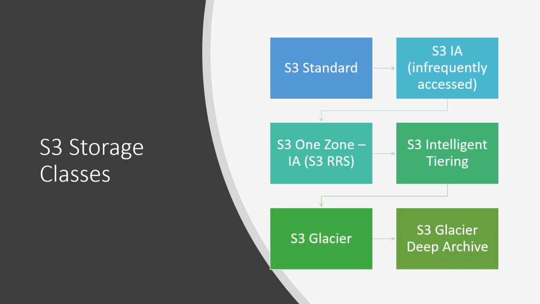Yeah. So we have different storage classes for S3. These are S3 Standard, then S3 IA, which is infrequently accessed, then S3 One Zone IA, which is also referred to as S3 RRS or reduced redundancy storage. Then we have S3 Intelligent-Tiering, S3 Glacier and S3 Glacier Deep Archive. Let's see the details of these storage classes in the next slide.